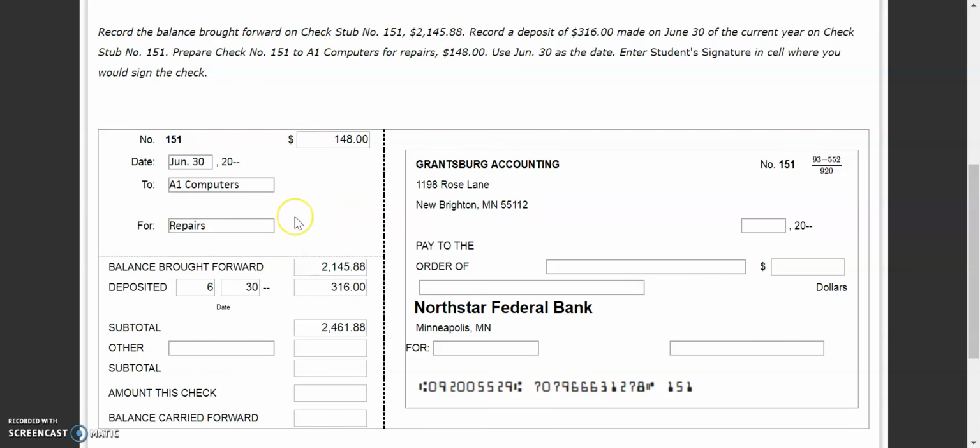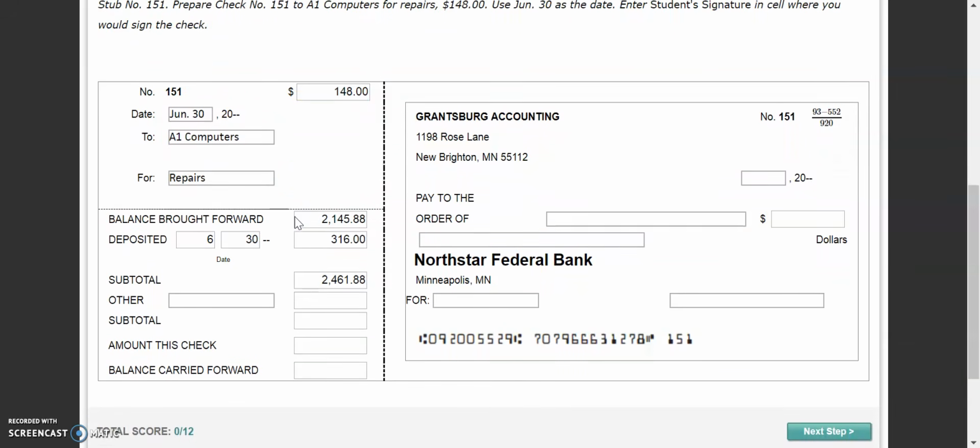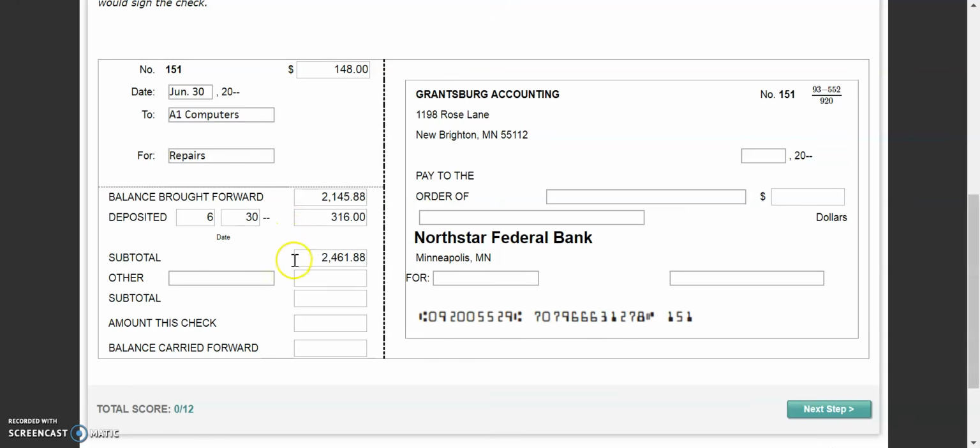And now that we have that filled out, what we can actually do is scroll down here and figure out how much we'll have left in our checking account after we write this check. Since it doesn't say anything about service charges or dishonored checks or anything like that, we leave the other section blank, which means that our subtotal is still $2,461.88. And then again, the amount of this check is $148. So we plug that in here.